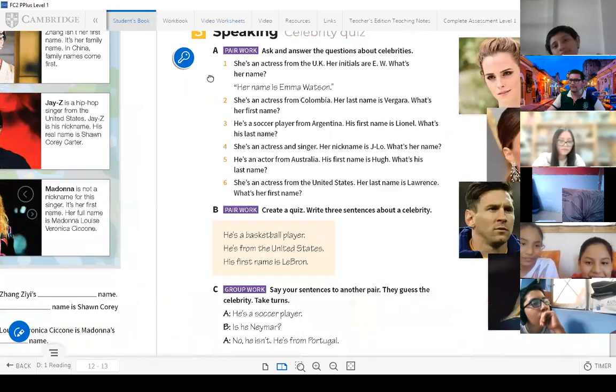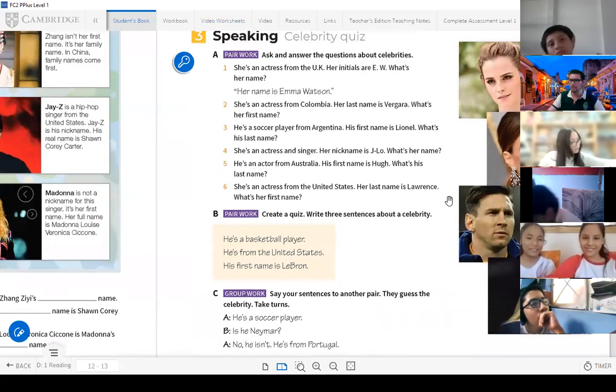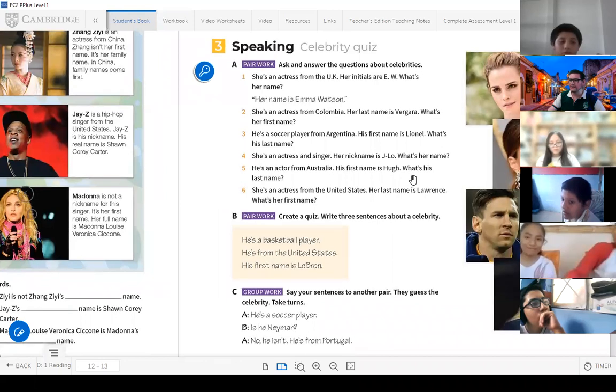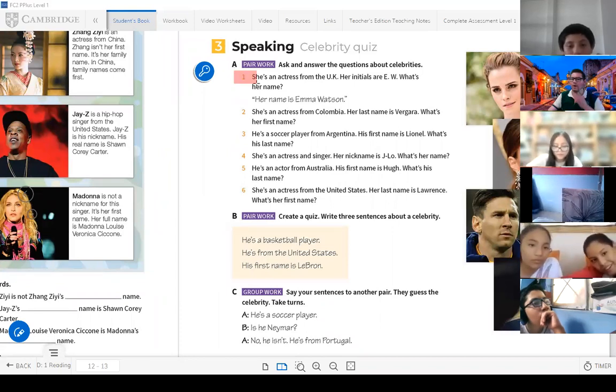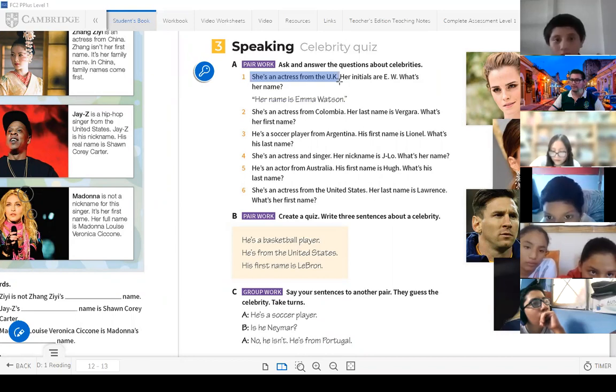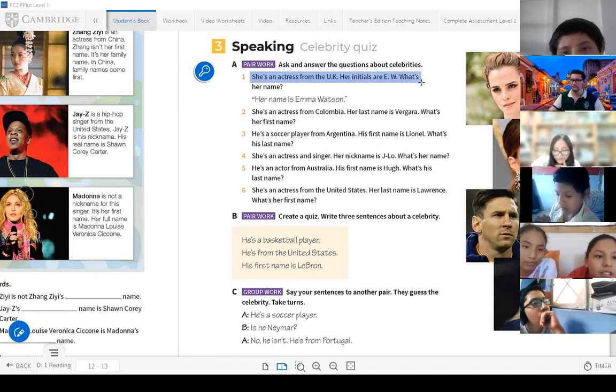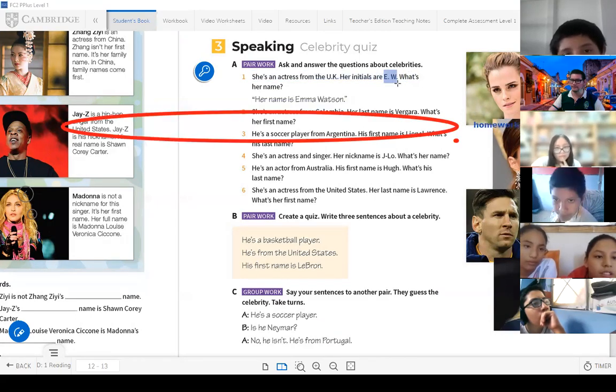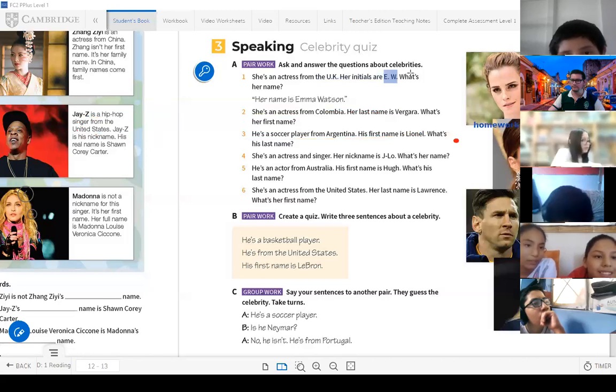Now, let's talk about these, students. Now let's work on this. It says a celebrity quiz. Yeah? We are going to ask these questions. For example, number one. Please, Sergio, read the sentence number one. A ver. She is an actress from the UK. Her initials are EW. What's her name? Thank you very much, Sergio.